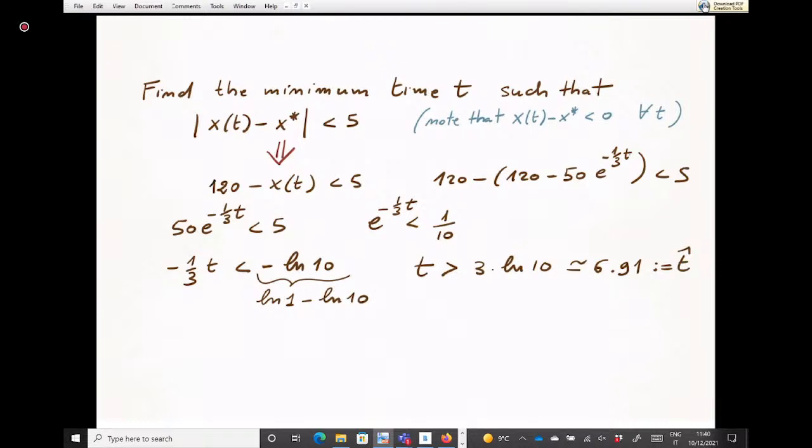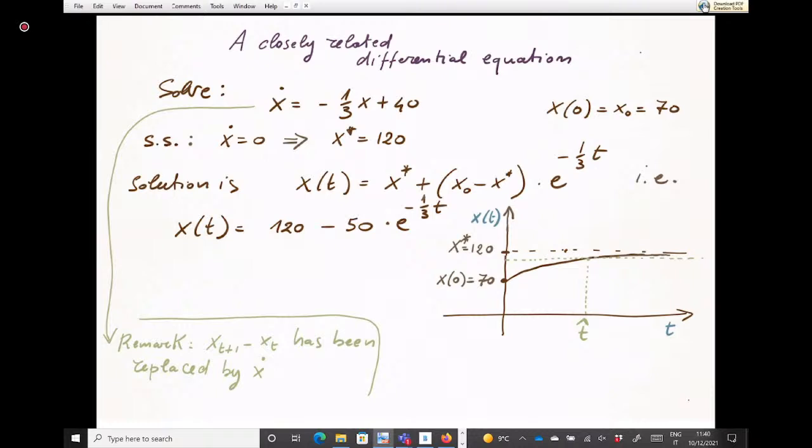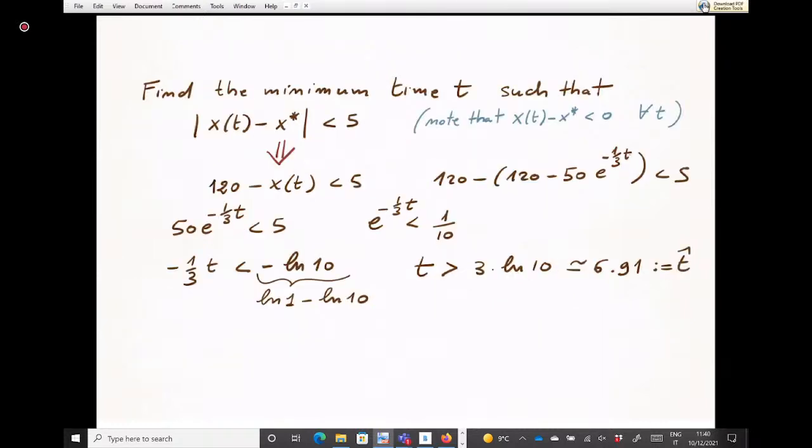So this is simple. Once you have the solution, this part is somehow related to the study of the speed of convergence. So you can ask yourself how much time it will take to approach the steady state solution, or to be in a certain interval around the steady state solution, okay?